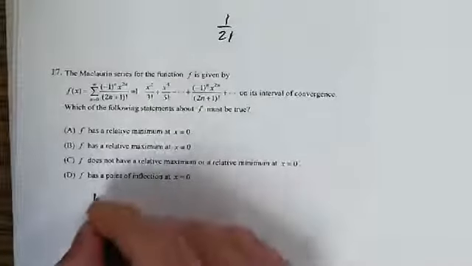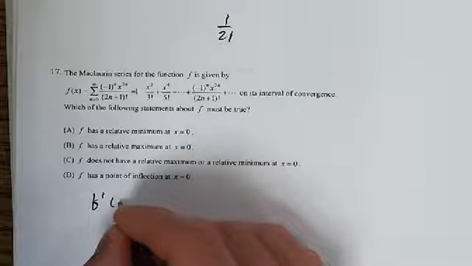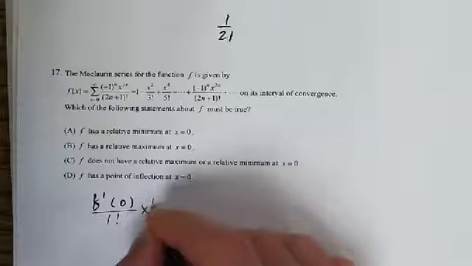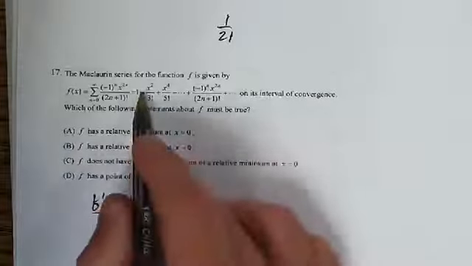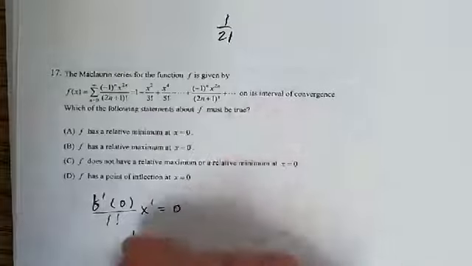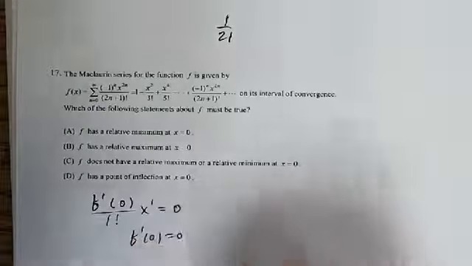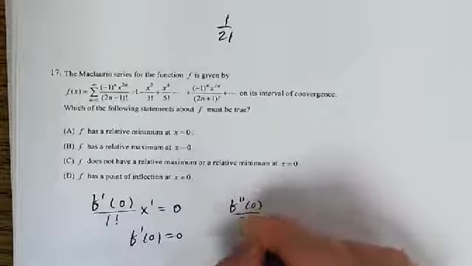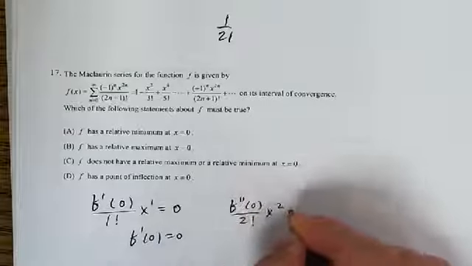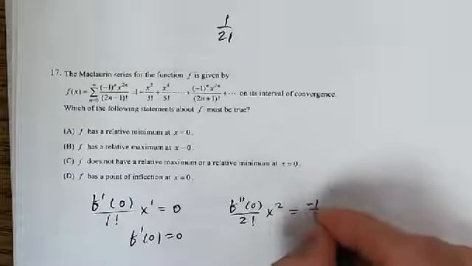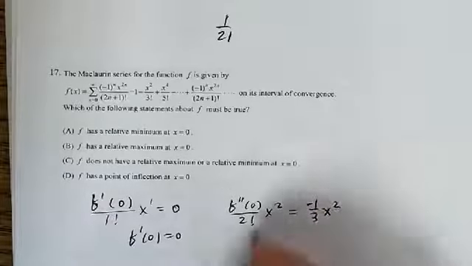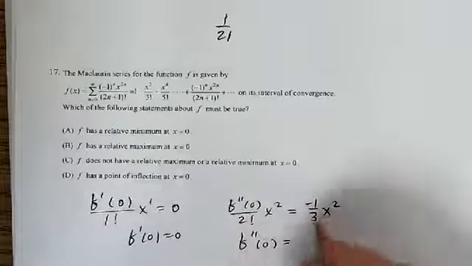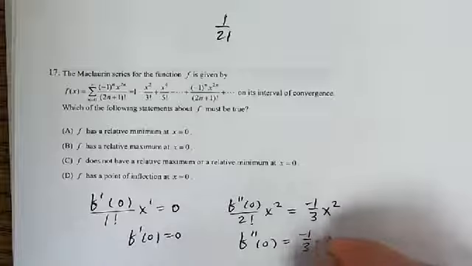What I'm going to need is f prime of 0. Well, f prime of 0 divided by 1 factorial multiplied by x to the 1 is equal to, well, there is no x to the 1 term. So that means to me that f prime of 0 equals 0. Then I'm going to consider the second derivative. F double prime of 0 divided by 2 factorial times x to the 2 is equal to negative 1/3 of x squared. So f double prime of 0 is going to be negative 1/3 of 2 factorial.